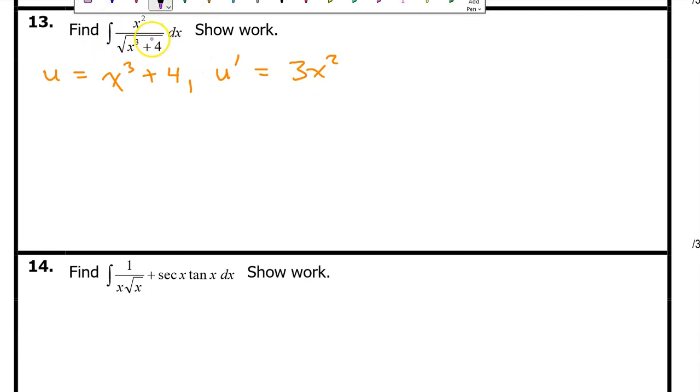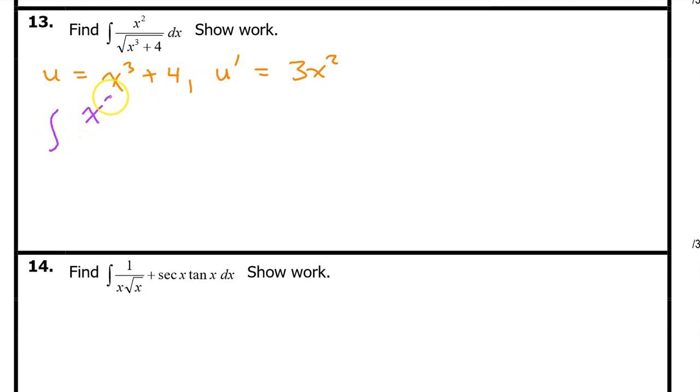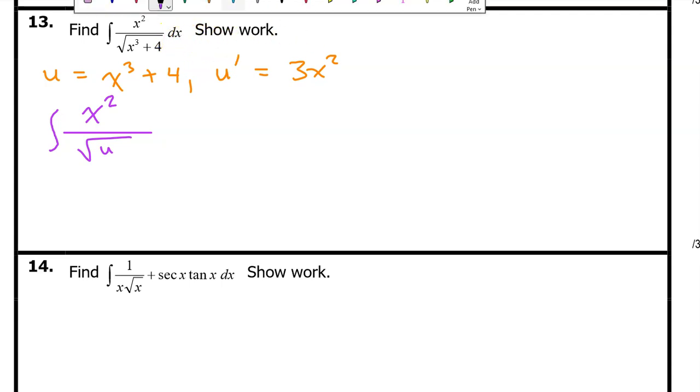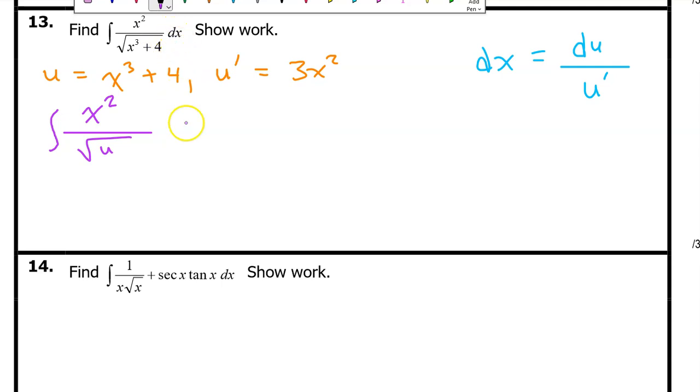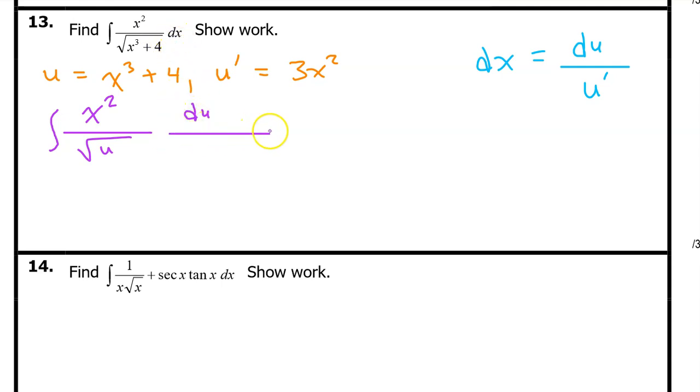Next, we rewrite the integral, making this substitution. So we get the integral of x squared divided by the square root of u. Now here's the key. Instead of dx, in fact, let me make a little formula off to the side. Dx is always equal to du over u prime. So I'm going to make this substitution right now. Instead of the dx, I'm going to put du over u prime. But we just found that u prime is 3x squared.